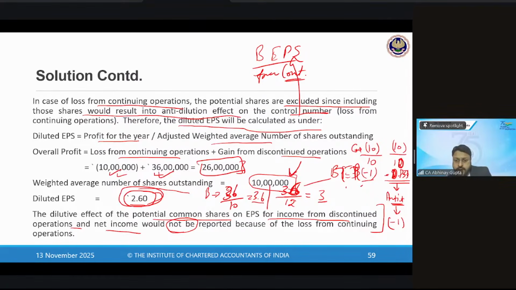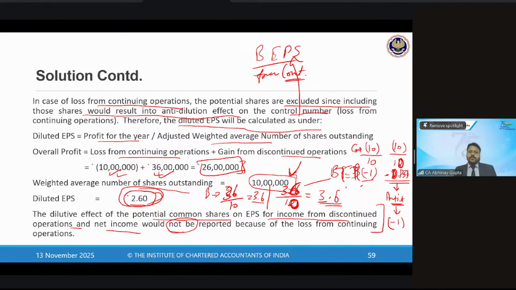So for my discontinued operation as well, what will I do? I will make it 10 lakh, and my diluted earning per share for discontinued operation will also be 3.6, in spite of the fact that it is not anti-dilutive at the discontinued operation level. Is that clear? Any doubts on this?